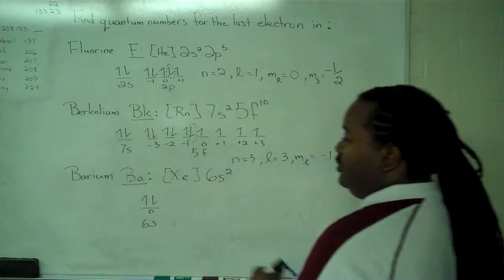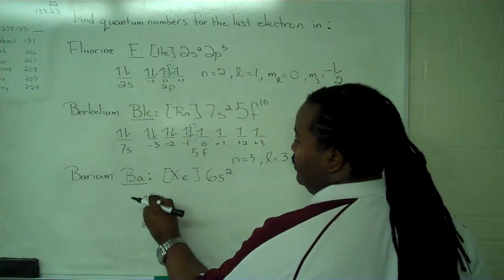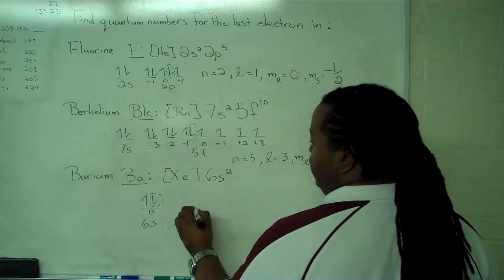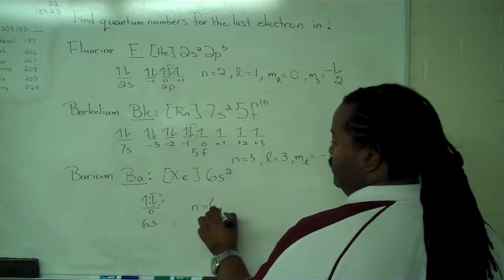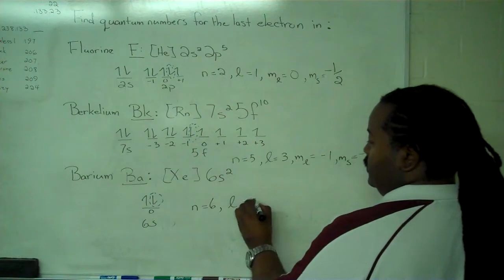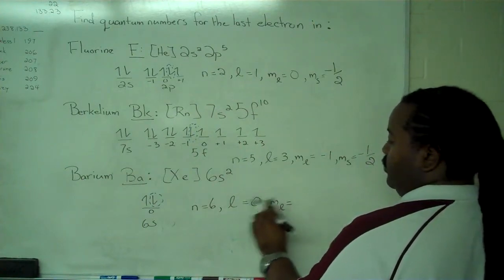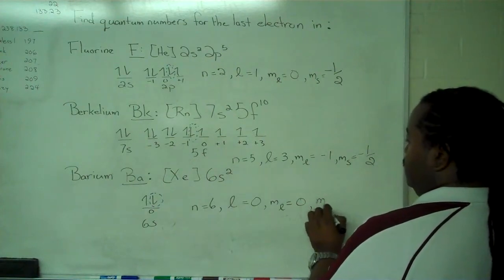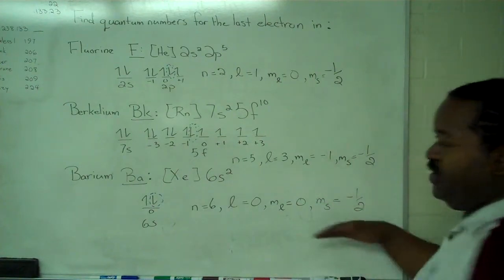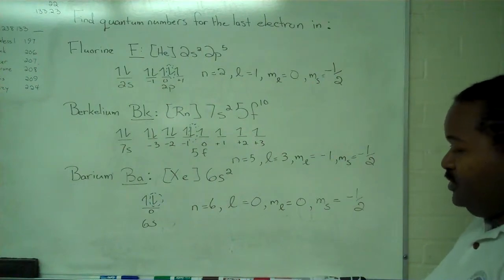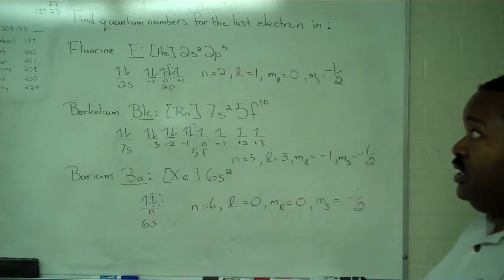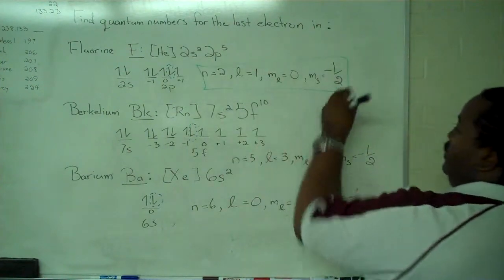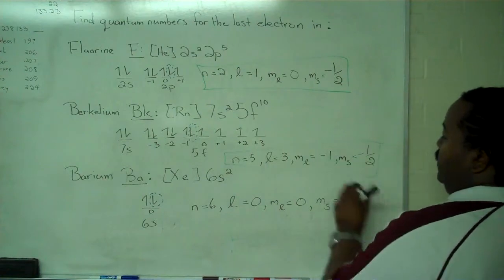So this is our last electron, and that means that we're going to have n equals 6, l equals 0. Our magnetic quantum number is 0, and our spin quantum number is negative 1/2. And so this is how you take the identity of an element, a periodic table, and determine what the 4 quantum numbers are for that final electron.